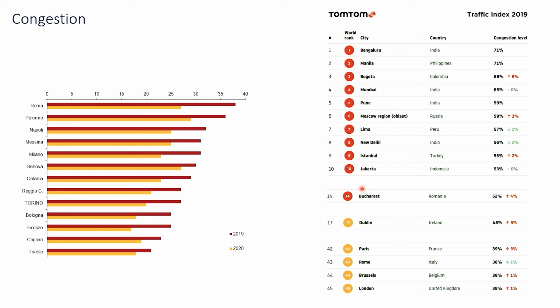In Europe, Bucharest is the most congested area, followed by Dublin, and finally by Rome, which is on an equal footing with Paris, Brussels and London. Well, the data go back to 2019. We have the data for 2020 in Italy, and you can see that there was a significant reduction in congestion during the lockdowns. However, the wasted time percentage is about 20%. And all this has a negative impact on the economy.